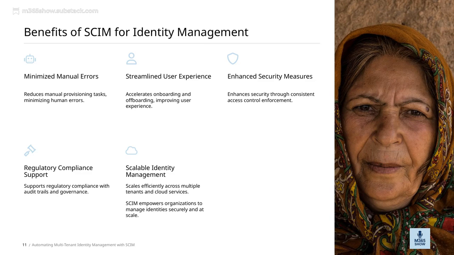On top of that, SCIM accelerates onboarding and offboarding processes. This not only improves the user experience, making it smoother and more efficient, but also ensures that access is granted or revoked promptly, which is crucial for security. Finally, by automating provisioning tasks, SCIM reduces manual effort and human errors. This leads to more reliable identity management, fewer mistakes, and less overhead for IT teams. Altogether, these benefits align perfectly with our goal of creating a secure, scalable, and efficient identity management system.